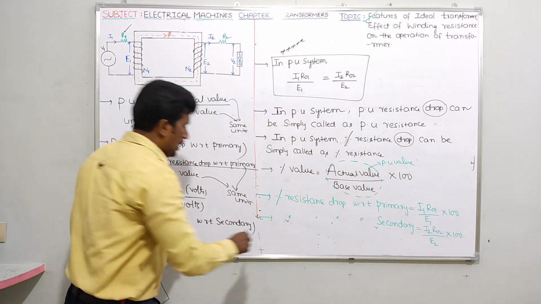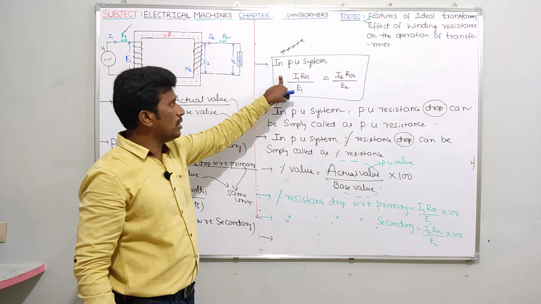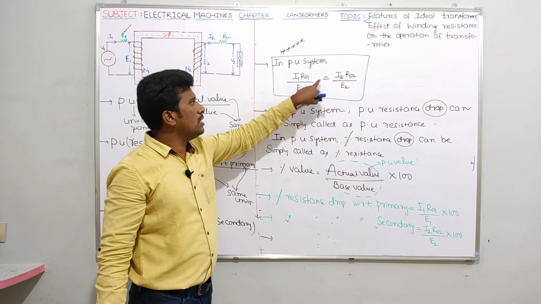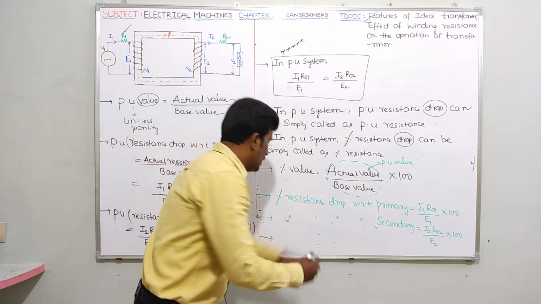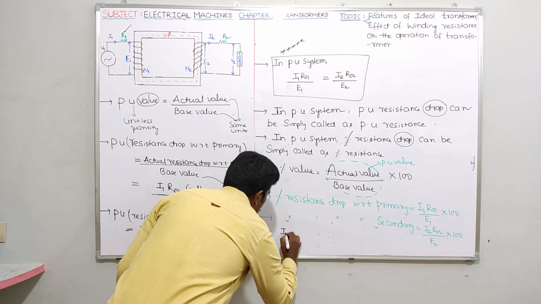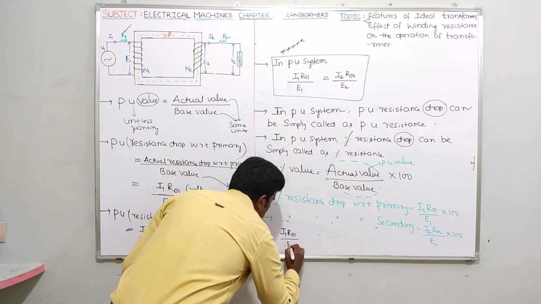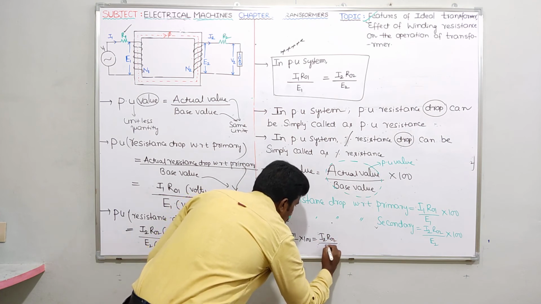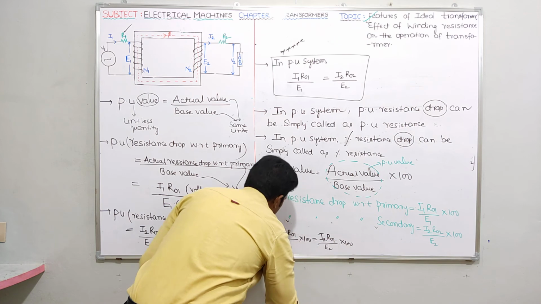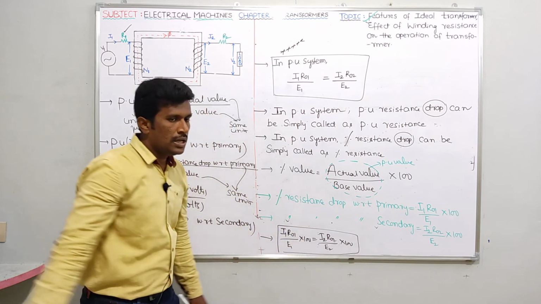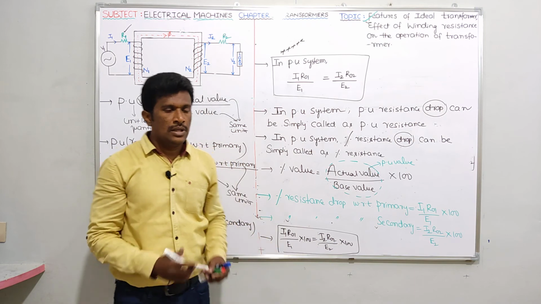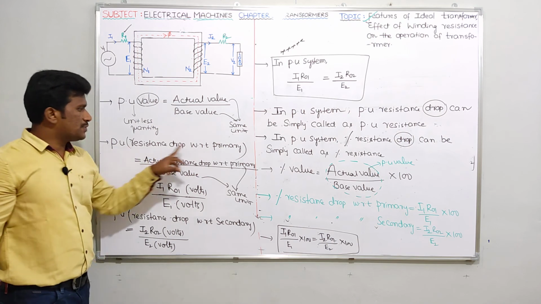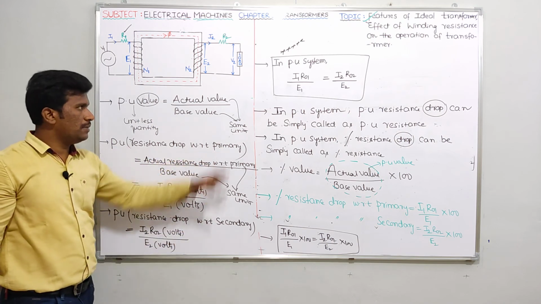And see, guys, simple. As I wrote here in per unit system, I1 R01 by E1 equal to I2 R02 by E2, no? So simply here, I1 R01 by E1 multiplied with 100 is equal to I2 R02 by E2 multiplied with 100. Once again, simple. In left hand side just multiply with 100, in right hand side also just multiply with 100. That's it. That means in per unit system, per unit resistance drop with respect to primary and per unit resistance drop with respect to secondary will be equal.